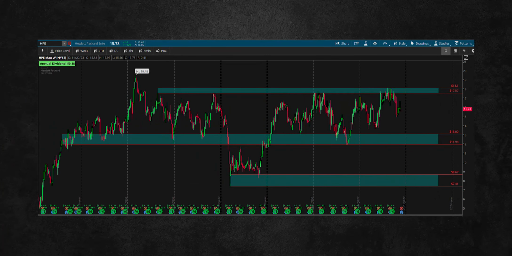Okay, so the last one we're going to look at is Hewlett Packard Enterprises, ticker symbol HPE, and this chart is on the weekly time frame. All right, so where's the support? There are a couple on this chart, but the one down around $8.50 is an outlier due to the pandemic. So I'll go ahead and focus on the area between $12 and $13. Now, if I bought shares at $13, where would my target sell area be? Yes, it would be between $17.50 and $18.